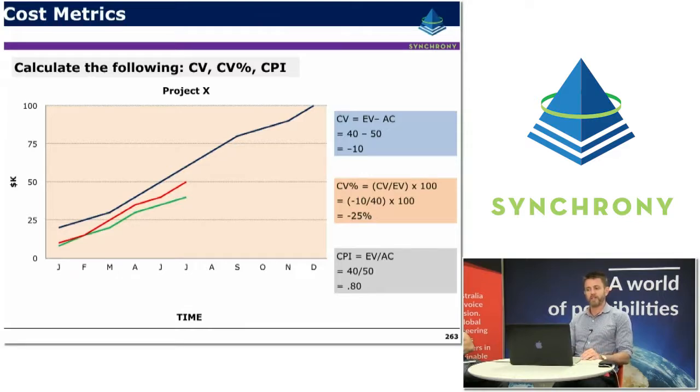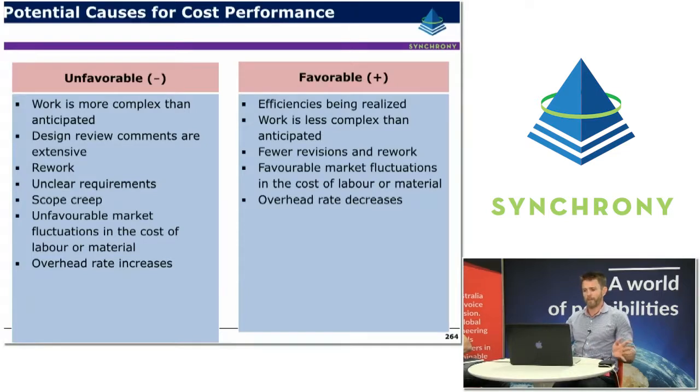Expressed as a percentage, it's once again just that cost variance, negative 10,000 K divided by the 40,000 K times 100, giving us negative 25%. And it can also be expressed as a CPI, so earned value divided by the actual costs, 40 over 50 giving us 0.8. So both of those, the cost variance being negative, is telling us that we have a cost problem. The cost variance as a percentage is negative, telling us we have a cost problem. And the CPI expressed as a ratio is less than 1, once again giving us that indication that we have a cost efficiency problem.